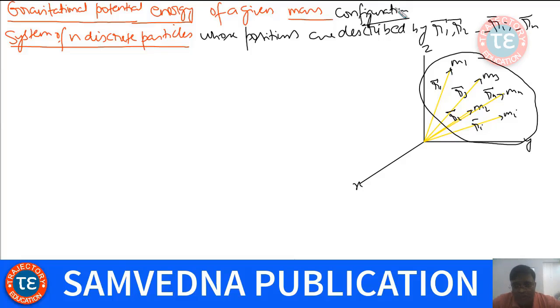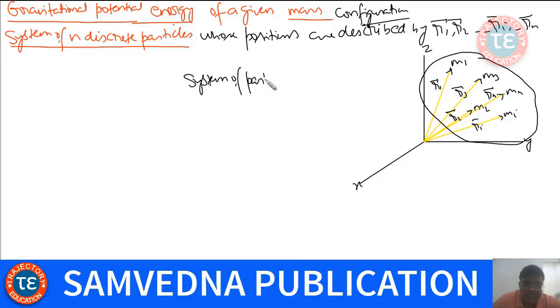Before you determine for what configuration you can assign zero potential energy, you must first know what potential energy actually is. Potential energy characterizes configuration basically. So we have a question: for what configuration of the given system of particles can I assign zero potential energy? To answer this, see, we are into classical mechanics.